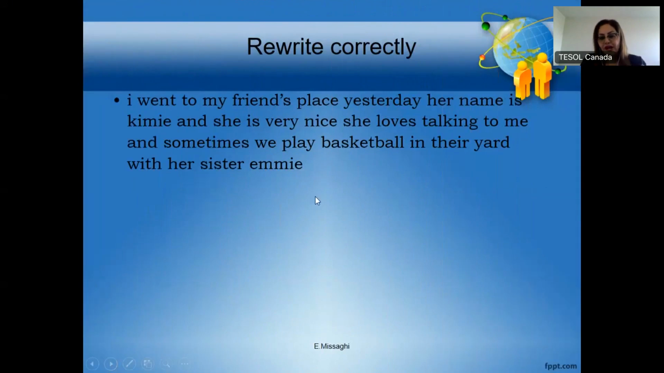This is more challenging. I went to my friend's place yesterday, so they have to rewrite it correctly. So they need to know the words shouldn't be too close to each other, and capital letters, and also punctuation. So, I went to my friend's place yesterday, period, full stop. Her name is Kimi, so K should be capital.